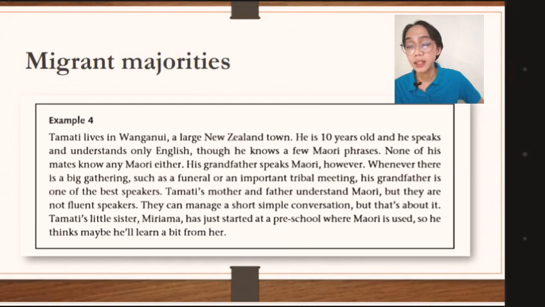Tamati's little sister, Miriama, has just started a preschool where Maori is used. So he thinks maybe he will learn a bit from her. So Tamati, everyone, has a little sister named Miriama, who has just started preschool. And the good thing, everyone, is that in their community, especially in the preschool, the language they use is Maori. In that context, everyone, they are already practicing language maintenance.